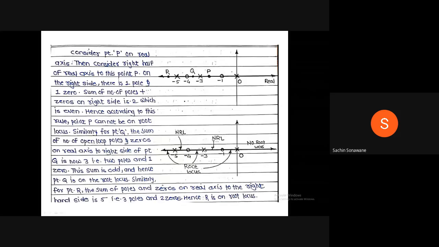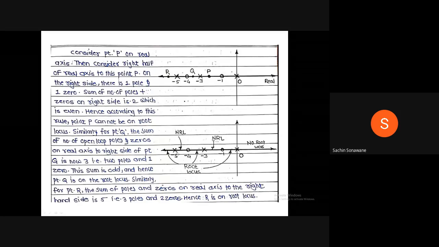Now, go to minus 3 point. Towards the right side of minus 3, how many poles and zeros are there? P is equal to 1 and Z is equal to 1. Therefore, P plus Z is equal to 2. It is an even number. If it's an even number, then between minus 3 and minus 1, there is no root locus region. Now go to minus 4. Towards the right side of minus 4, what is the addition of poles plus zeros? Poles plus zeros, 3 are there: 1, 2, 3. Therefore, between minus 4 and minus 3, root locus region exists.